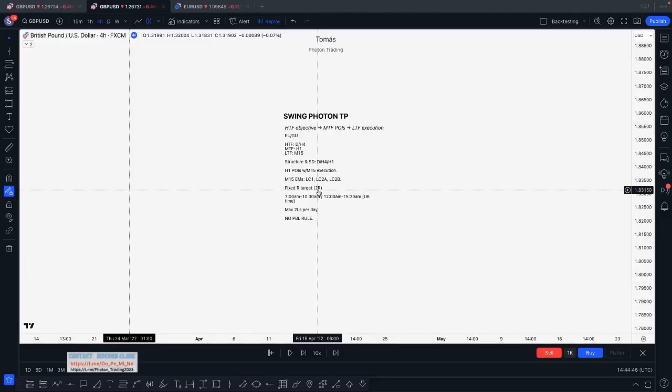Please try 3R, play with the Excel spreadsheet, and you'll see which is the best risk reward you can get.